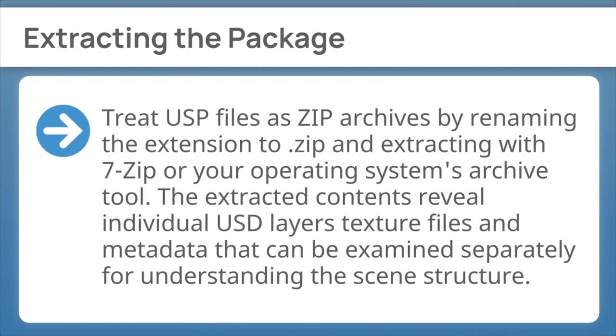Treat USP files as zip archives by renaming the extension to .zip and extracting with 7-Zip or your operating system's archive tool. The extracted contents reveal individual USD layers, texture files, and metadata that can be examined separately for understanding the scene structure.